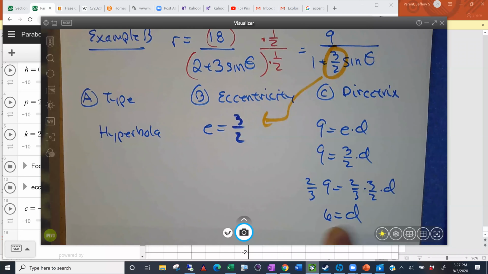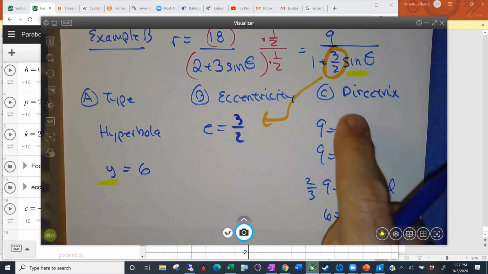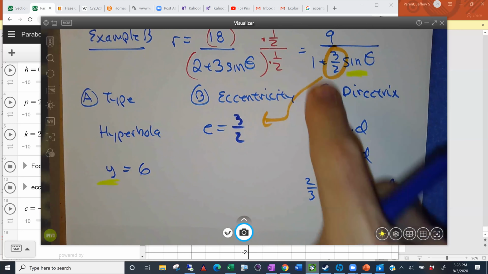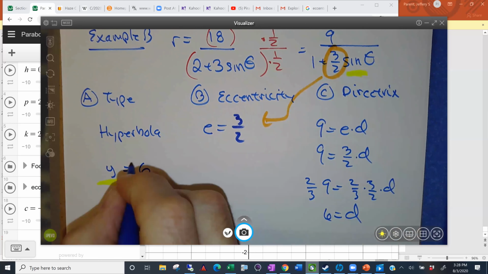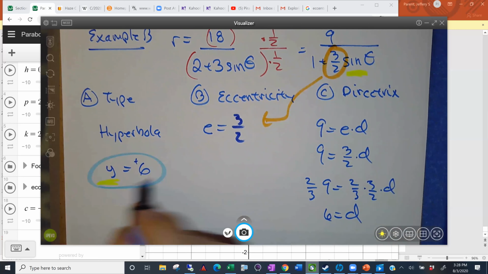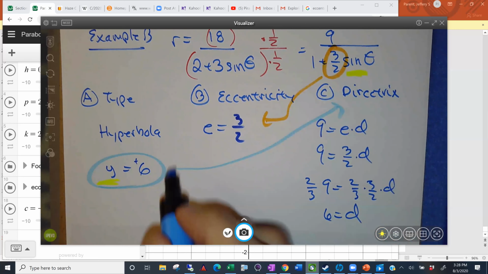So a couple things I know about the equation. First of all, is it going to be an x equals something or y equals something? Y equals something. Yeah. Why? Because sine goes with a y coordinate, cosine would go with an x coordinate. So it's going to be y equals 6. It's going to be a positive 6 because this is a positive here in the denominator. So y equals a positive 6. You don't have to write the positive. And that's going to be your directrix. Nice.